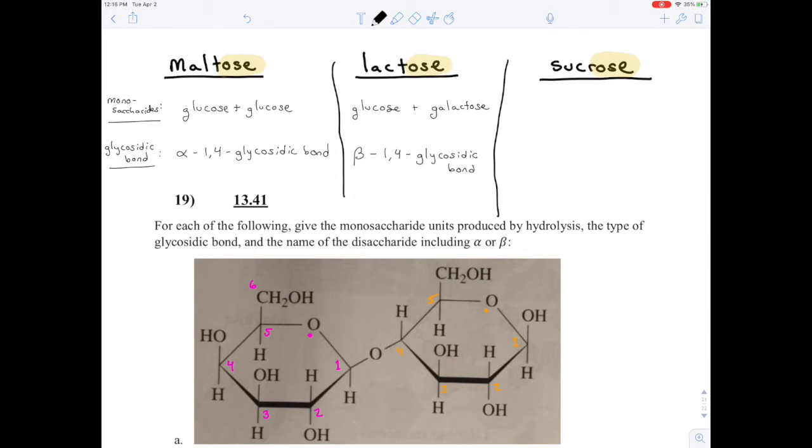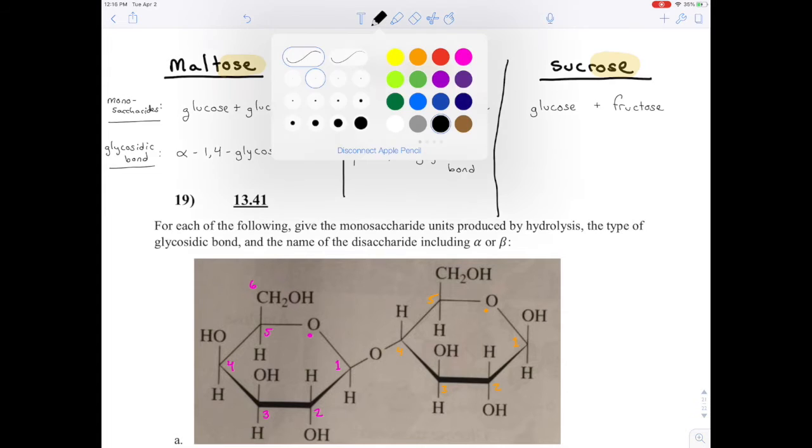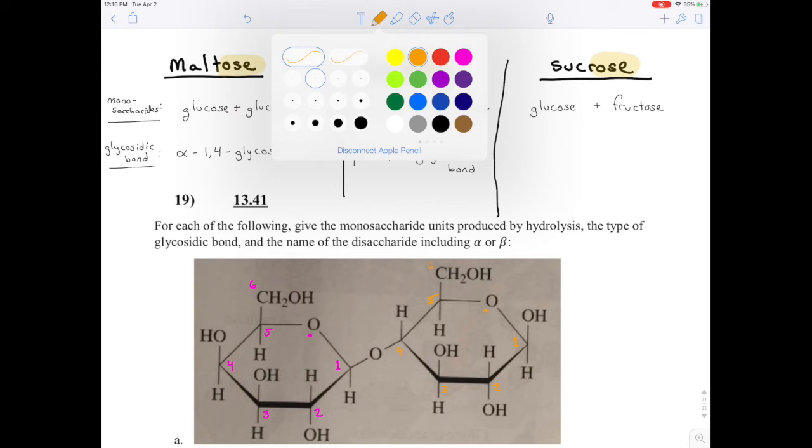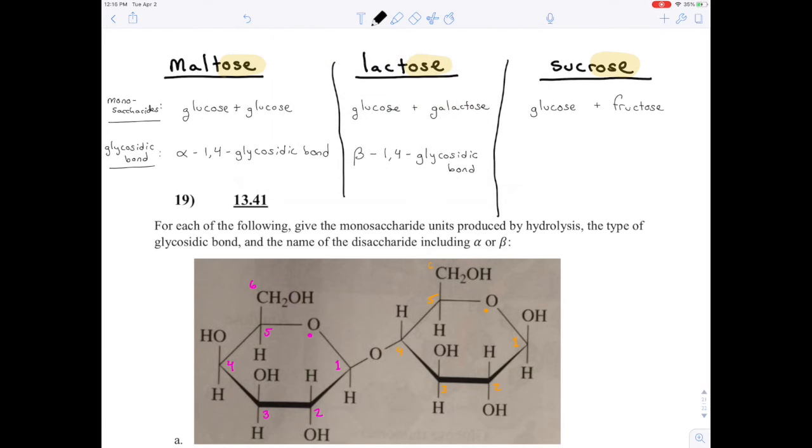Now sucrose is a little easier to identify. Sucrose is made up of two monosaccharides, glucose and fructose. Remember, fructose is the sweetest monosaccharide, and sucrose is table sugar. It's one of the sweeter sugars for the reason that it contains fructose. Fructose forms a 5-membered ring, as opposed to a 6-membered ring, and so it's easier to picture here. It's easier to pick out, as we'll see in a future problem.